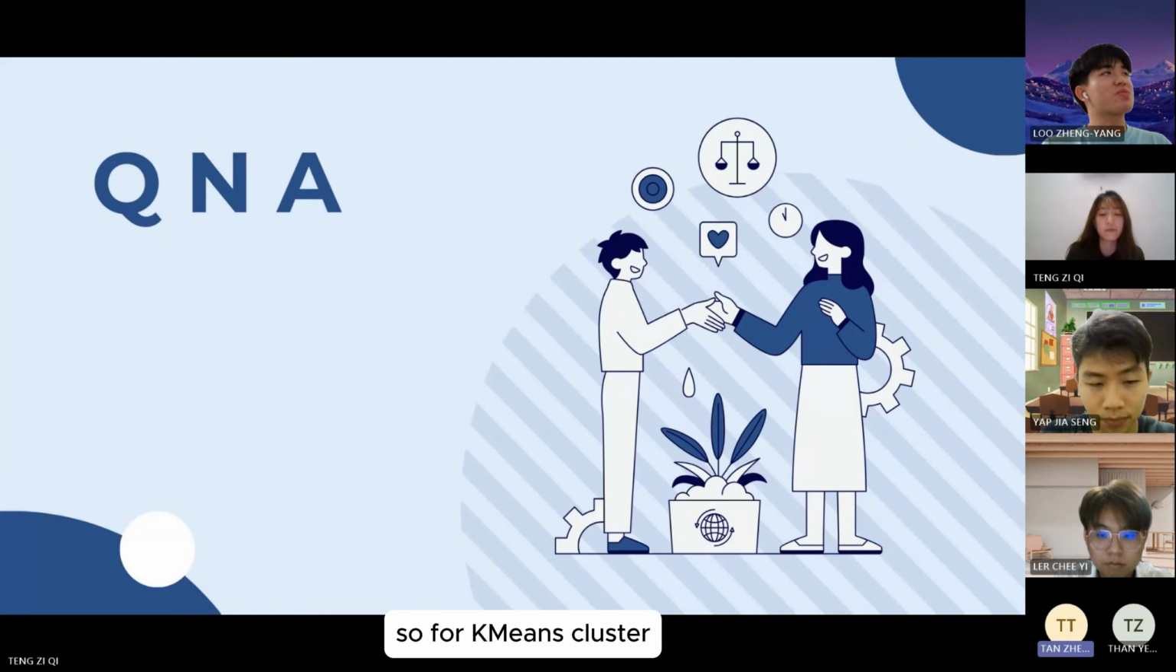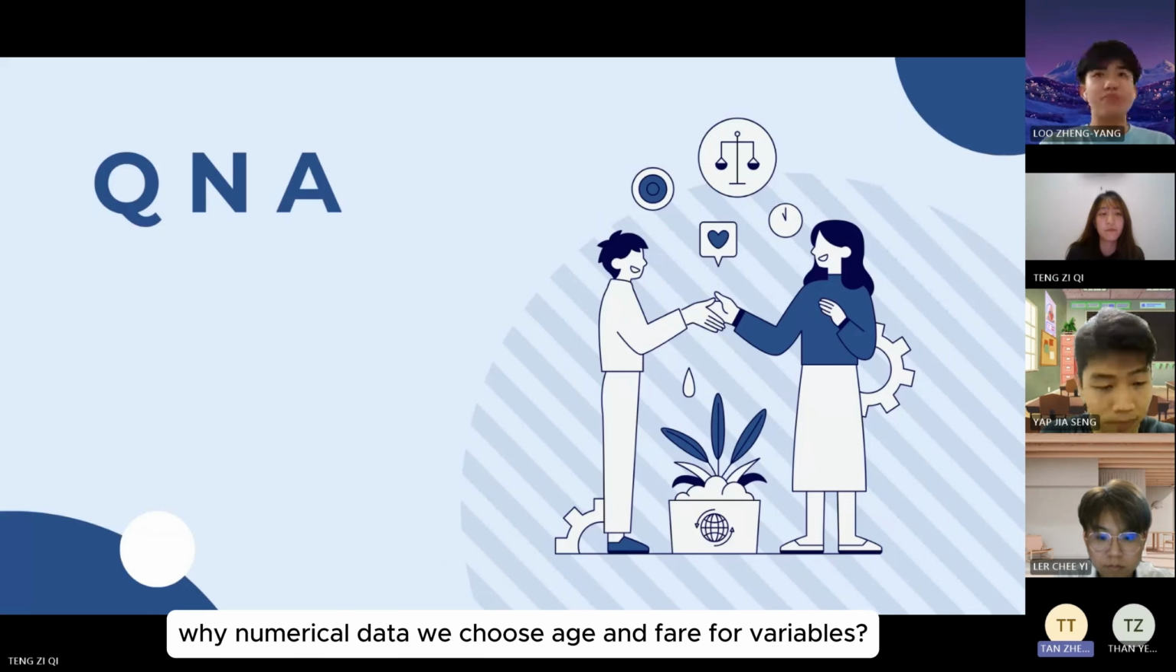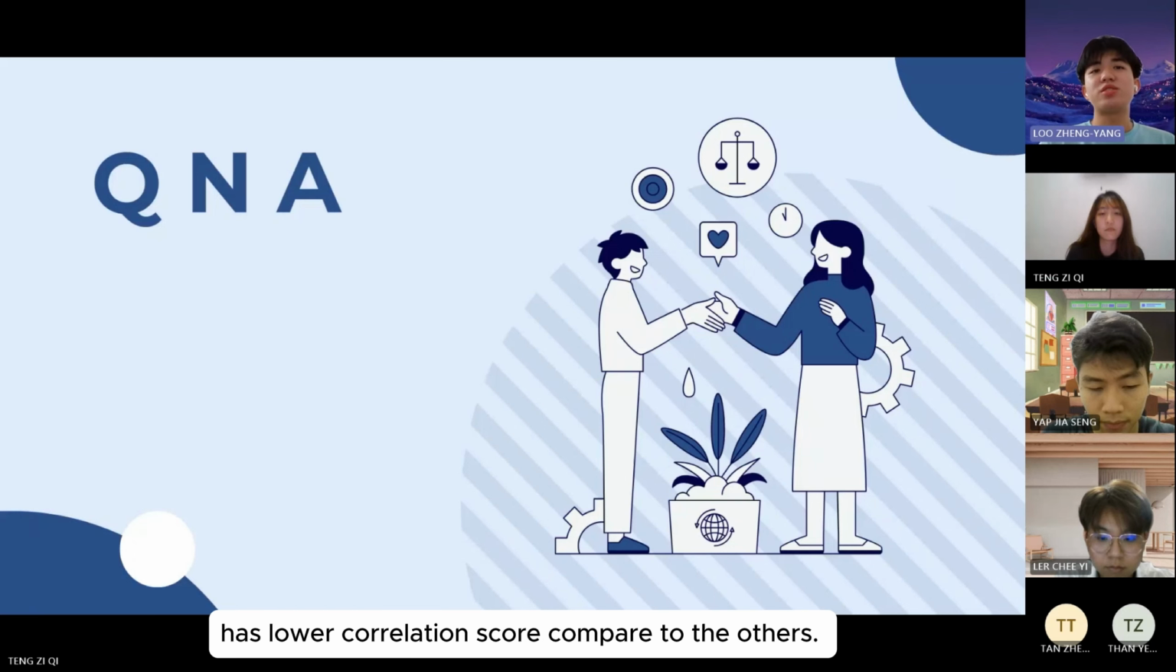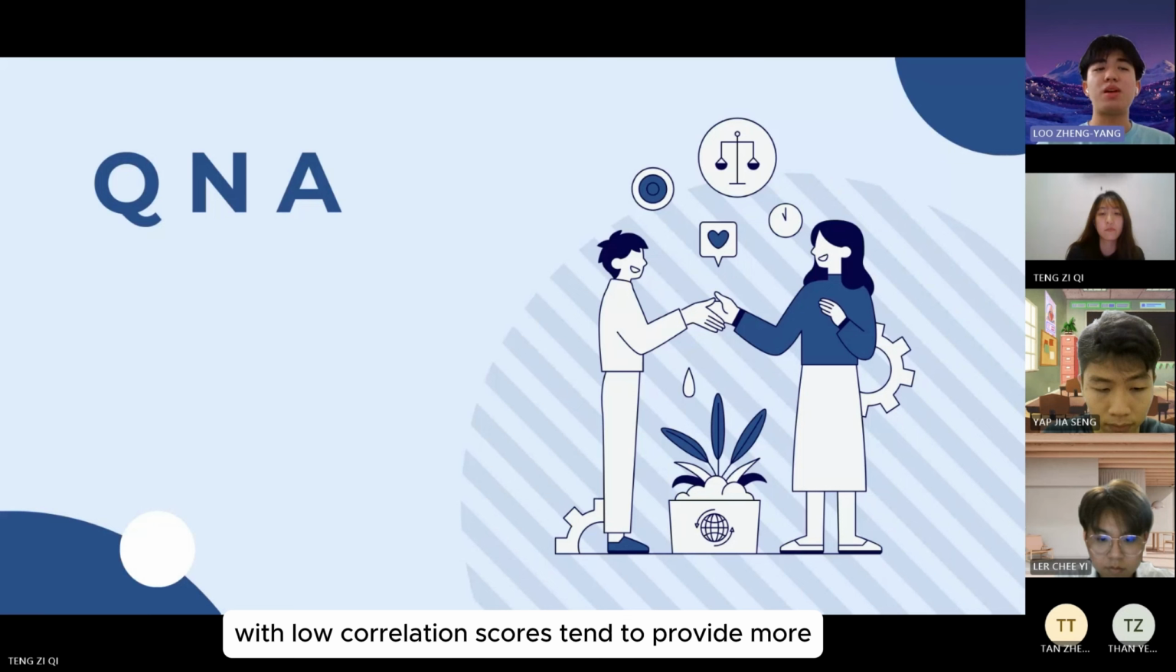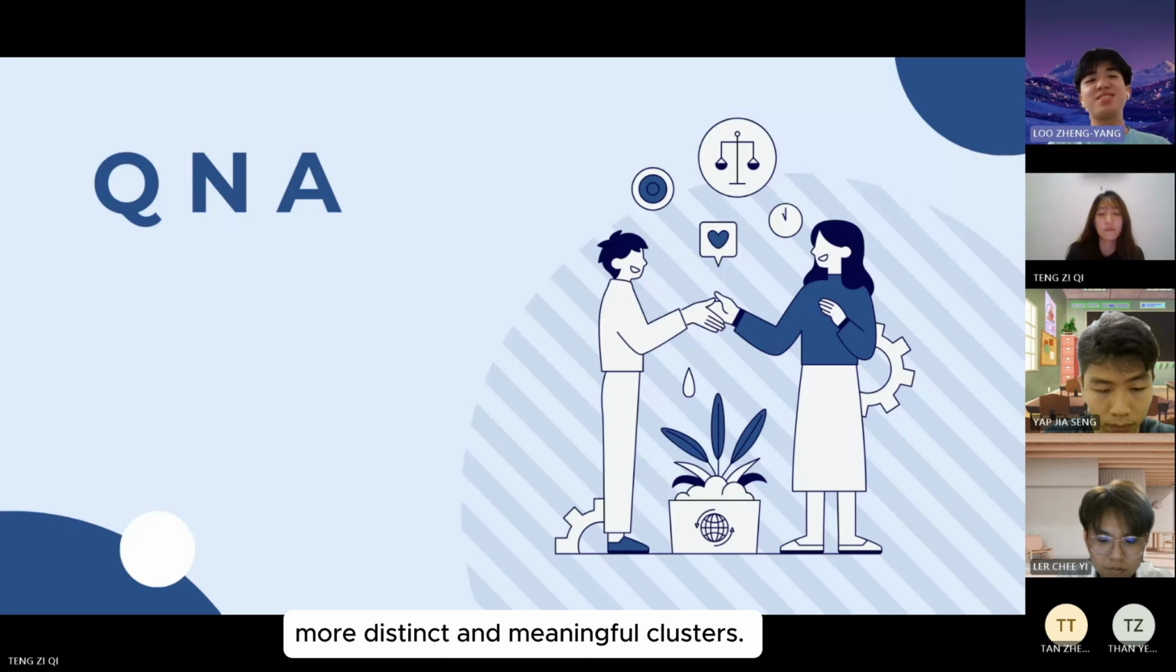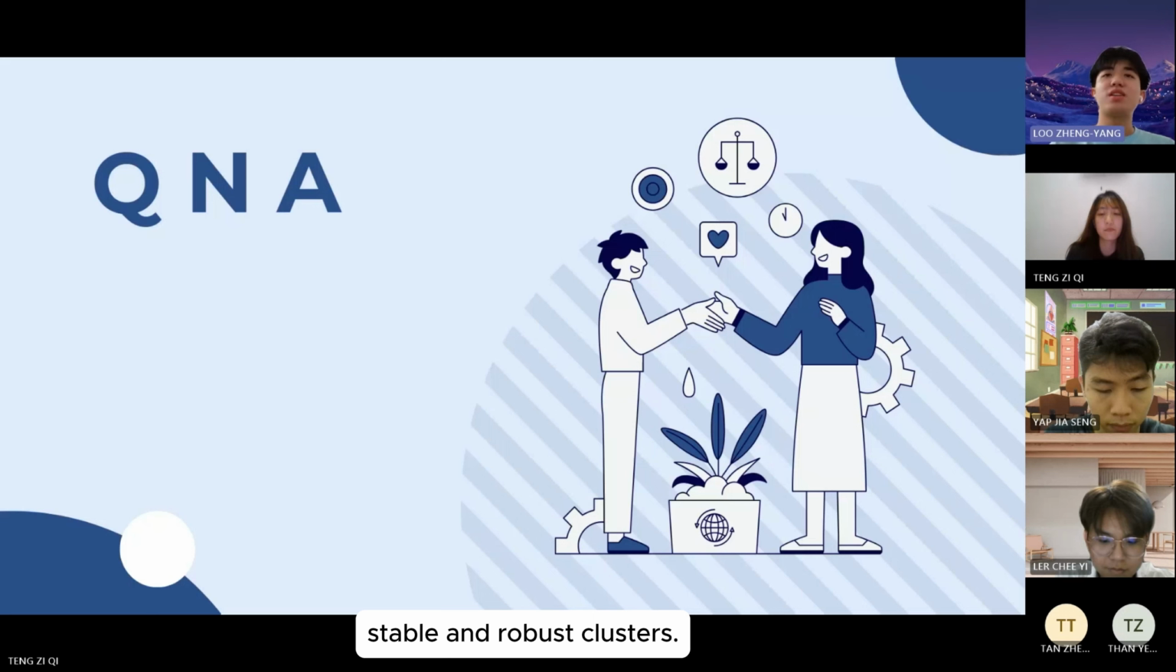For K-means clustering, why for numerical data did we choose age and fare as variables? This is because age and fare have a lower correlation score compared to the others. Features with low correlation scores tend to provide more diverse and independent information. It can help the K-means algorithm to identify more distinct, meaningful clusters. Using features with low correlation can lead to more stable and robust clusters.